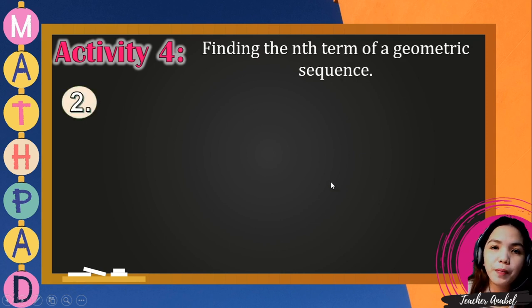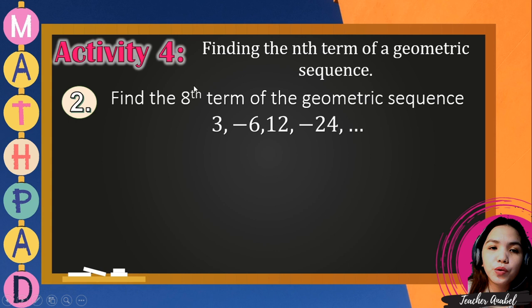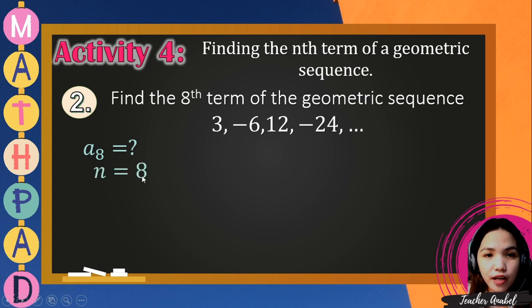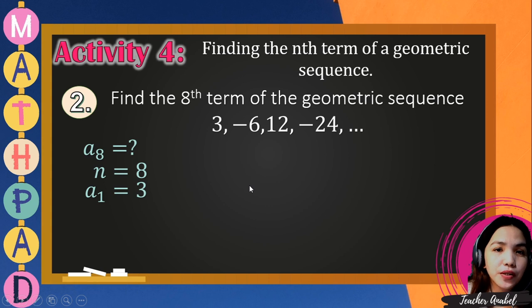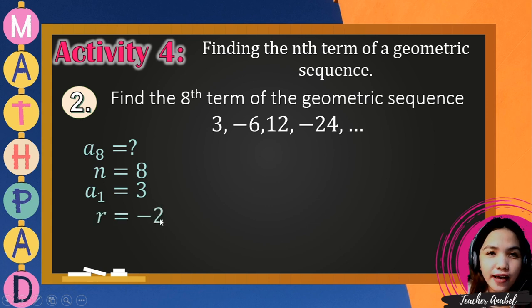Find the nth term of a geometric sequence. So here, we're going to identify the 8th term of the sequence 3, negative 6, 12, negative 24. So we're looking for a sub 8. And n, of course, is 8. The first term is 3. How about the common ratio? Correct. Our common ratio is negative 2.